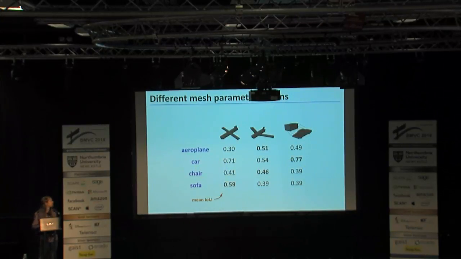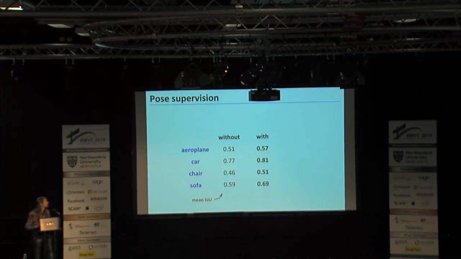Moving on to quantitative results, here we evaluate the mean intersection over union of our predicted shape with the ground truth. The columns here represent the different parameterizations I described: primitives, rotation, and deformation. And we see that different parameterizations work better for different classes. The primitive-based parameterizations work well for object classes that are physically built out of compact parts, like aeroplanes and chairs, whereas deformation works well for cars, which are smooth surfaces.